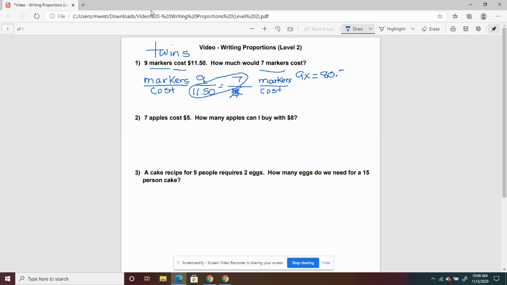$80.50. And remember, we want to isolate that variable, and the number beside a variable means to multiply. To undo multiplication, we do division. So we're going to divide both sides by 9. And when we do that, 9 divided by 9 is 1, so that cancels out. So X equals, and if you round that amount up to the nearest cent, it's $8.94.